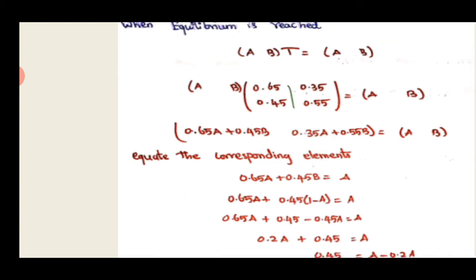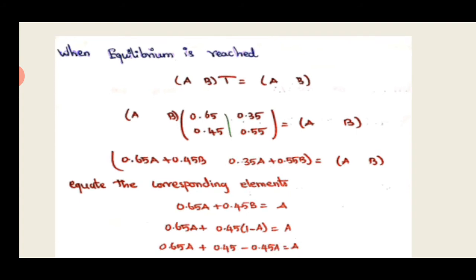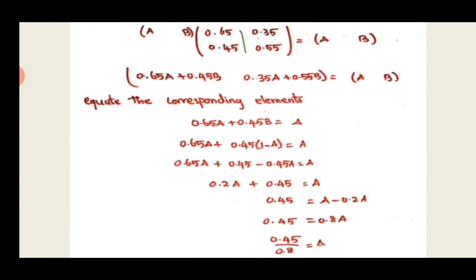Now here we have two matrices equal. We can see the equal to symbol in between. So equate the corresponding elements. What is the first element on the left side? 0.65A plus 0.45B. What is the first element on the right side? A. So we can equate them. So we get 0.65A plus 0.45B equal to A. We know very well B equal to 1 minus A. So in the place of B, I am writing 1 minus A. Now outside the bracket of 1 minus A, we have 0.45 multiply inside. So we get the equation 0.65A plus 0.45 minus 0.45A equal to A.